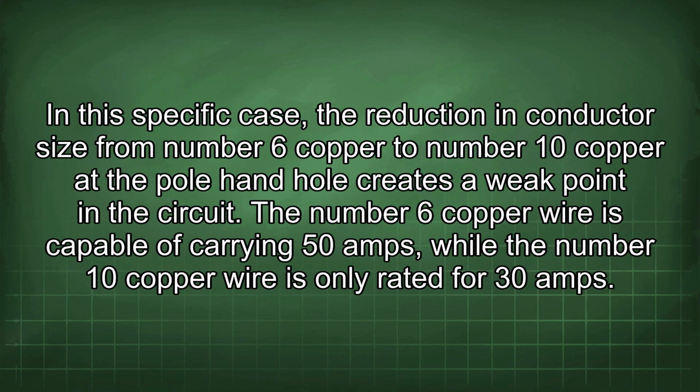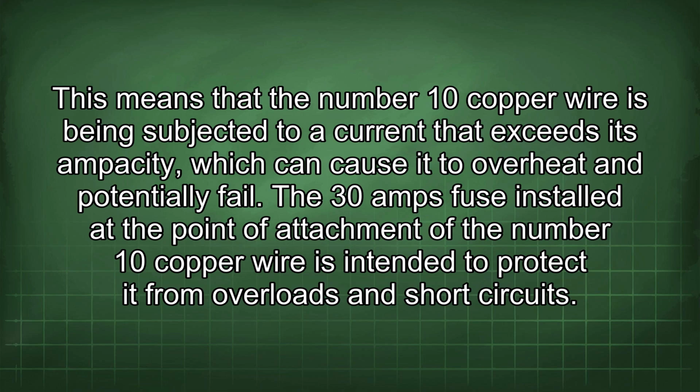In this specific case, the reduction in conductor size from number 6 copper to number 10 copper at the pole hand hole creates a weak point in the circuit. The number 6 copper wire is capable of carrying 50 amps, while the number 10 copper wire is only rated for 30 amps. This means that the number 10 copper wire is being subjected to a current that exceeds its ampacity, which can cause it to overheat and potentially fail.